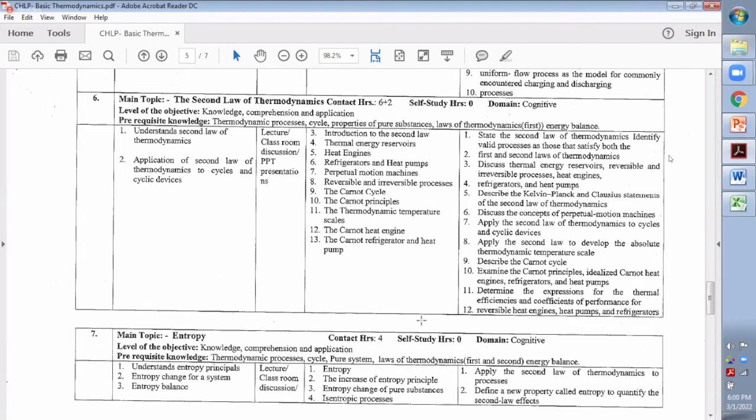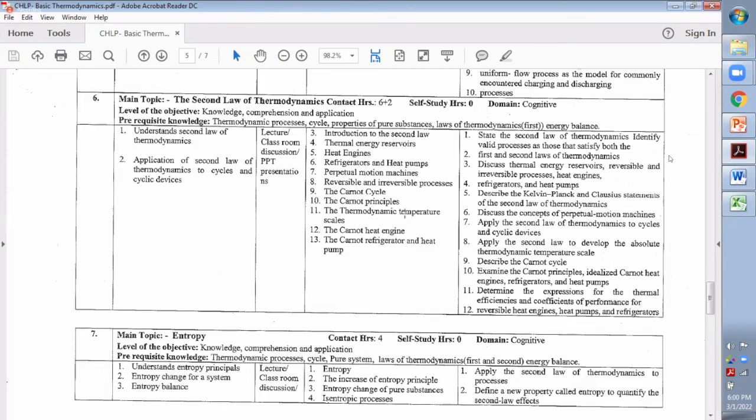Then after that, we'll move into the second law of thermodynamics. We'll try to understand the application of the first law of thermodynamics to the closed system and the open system, and different applications also. After that, we'll understand the limitations of the first law, and after understanding them, we'll move to the second law of thermodynamics. This is in unit number 6.